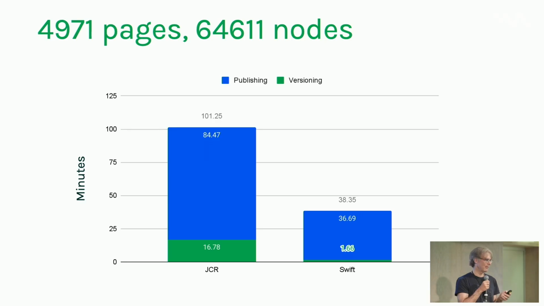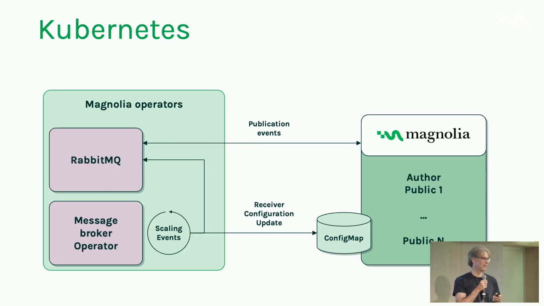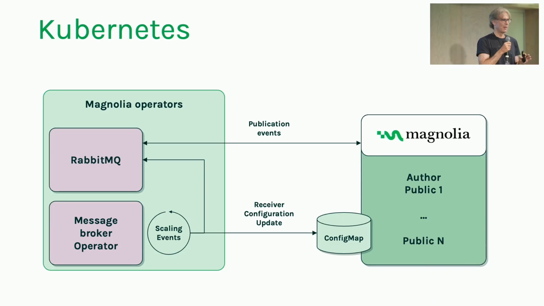Before we conclude, let's have a quick look at how we could deploy this in Kubernetes, focusing on scaling public instances up and down. That's something I mentioned in an introductory slide: we currently have a fixed number of public instances, mostly in Magnolia, and we're starting to introduce the ability to add and remove public instances dynamically.